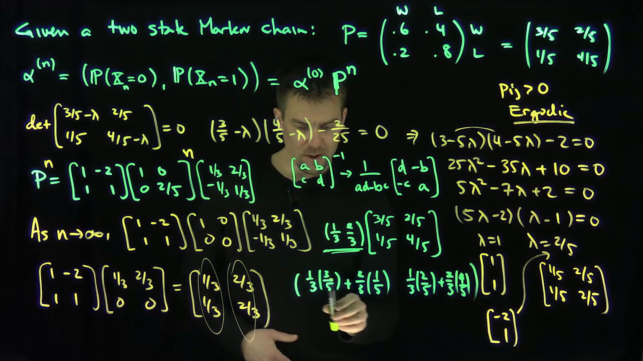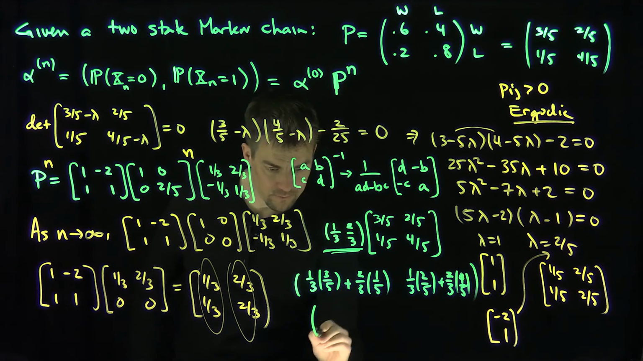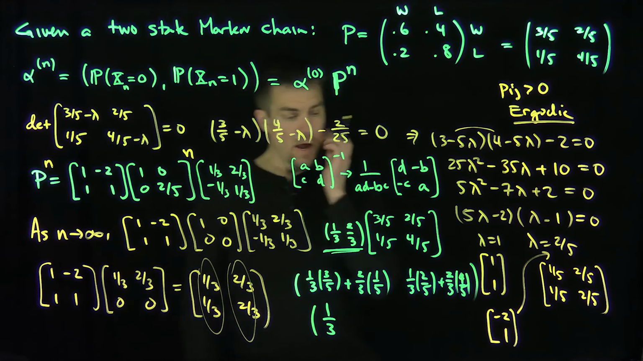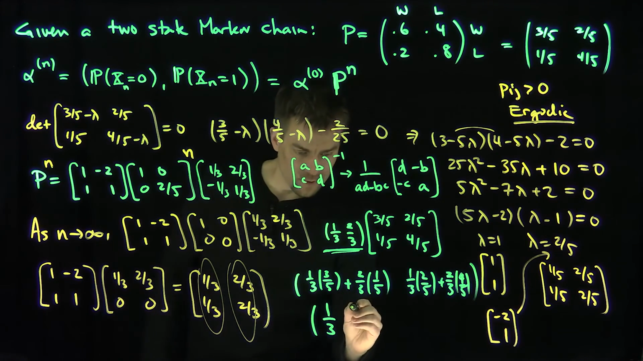And so this is what? This is going to be 3 over 15 plus 2 over 15. That's 5 over 15. 5 over 15 is 1/3. And then if I do the next one, 2 over 15 plus 8 over 15, that's 10 over 15, that's 2/3.